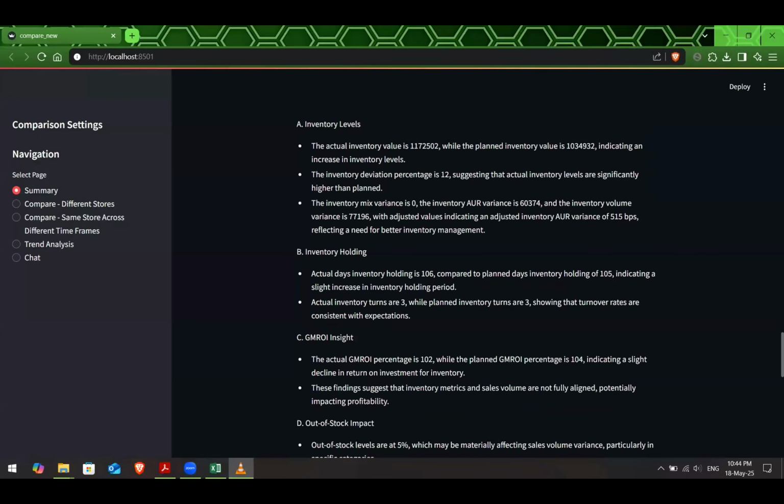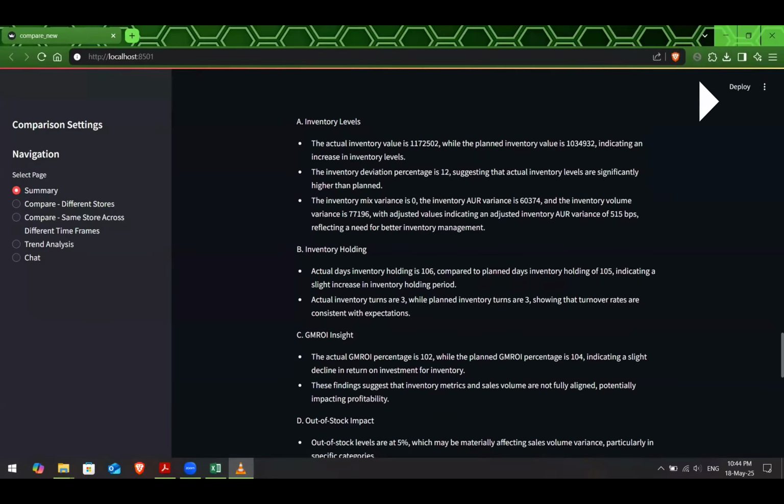And then the GMROI insight. So GMROI means gross margin return of investment. So we'll be calculating what kind of return of investment they get in a period of time.